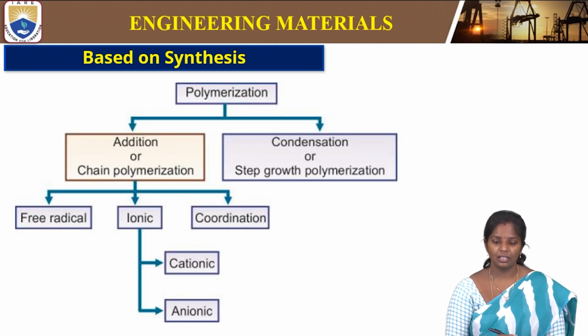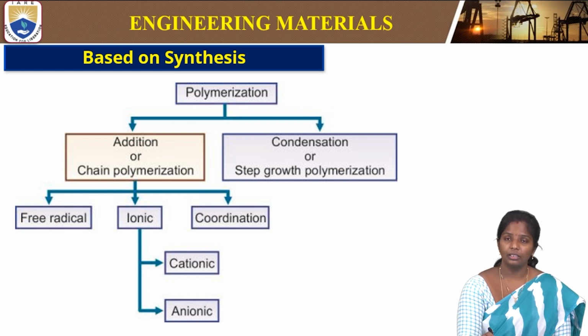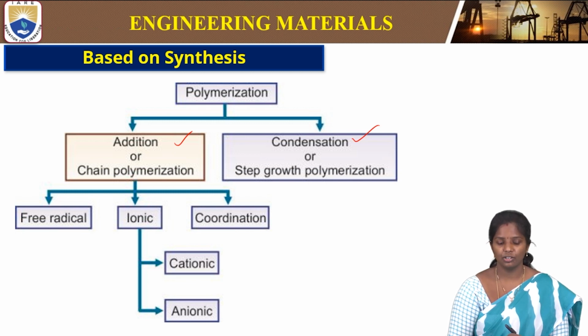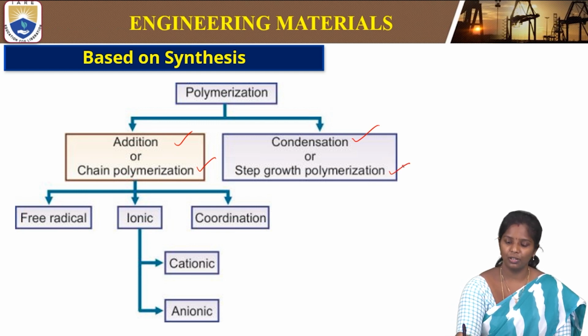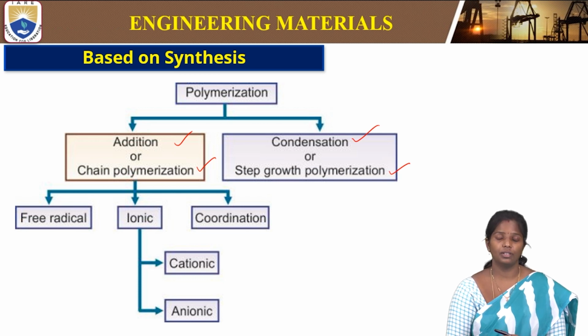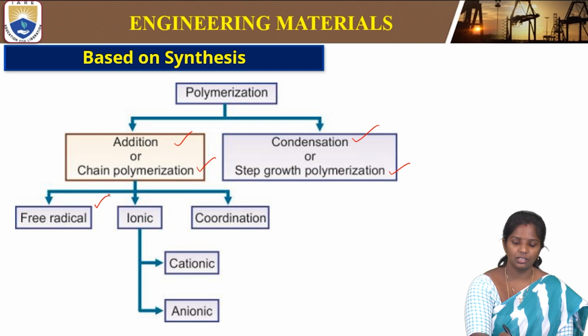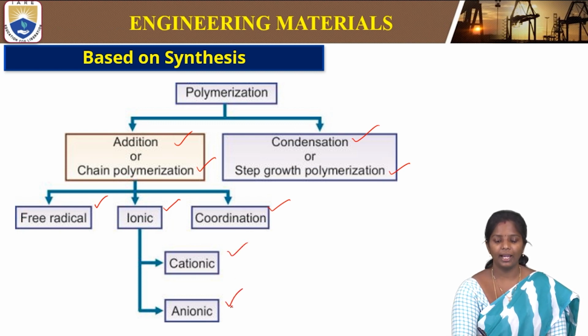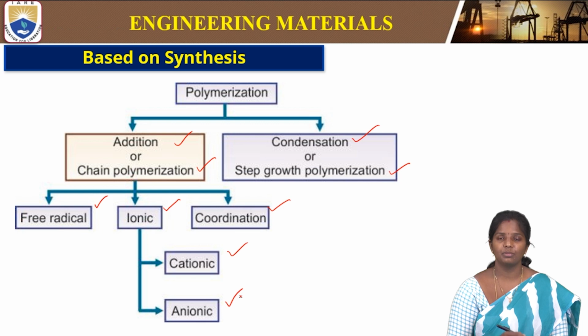So based on synthesis, the next one is based on synthesis. There are two types, addition and condensation. The addition reaction is also called chain polymerization, and the condensation reaction is called step growth polymerization. Addition takes place in different ways: free radical addition, ionic, and coordination. When it is ionic, ions always have a cation and an anion, so it is cationic and anionic. These are the different types of reaction that take place during synthesis, and they vary the properties depending on their reactivity.